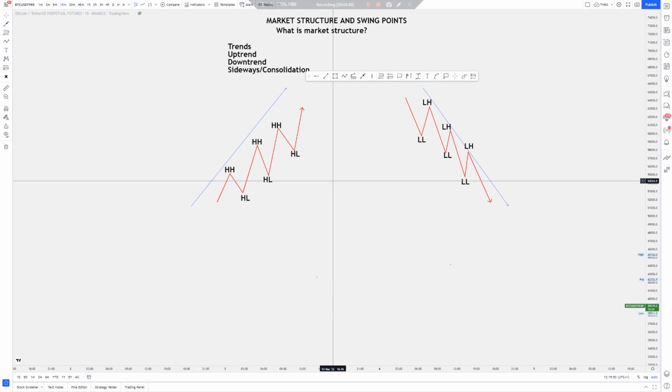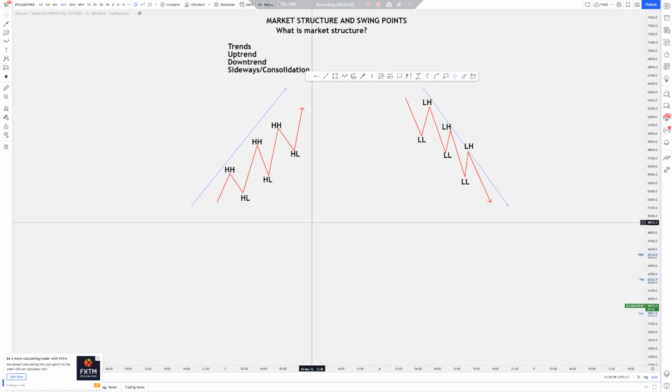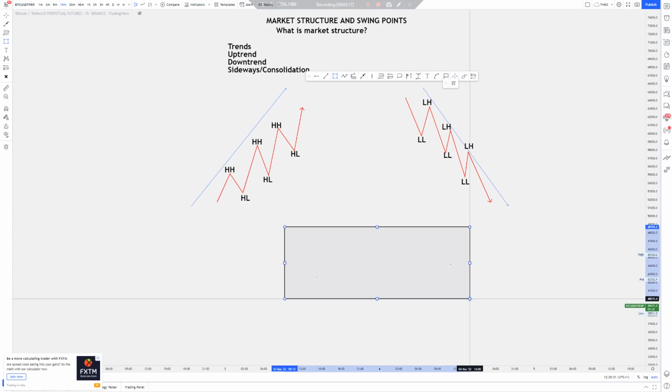Now, a breakout can occur to the upside or the downside depending on where price is in correlation with the overall market direction. Before we dive right into that, this is what a consolidation looks like, okay? A consolidation is just basically price trading in a certain range, from point A to point B, from point A to point B. That is all about a sideways or consolidating market. It doesn't go up, it doesn't go down, it just trades within a certain range.